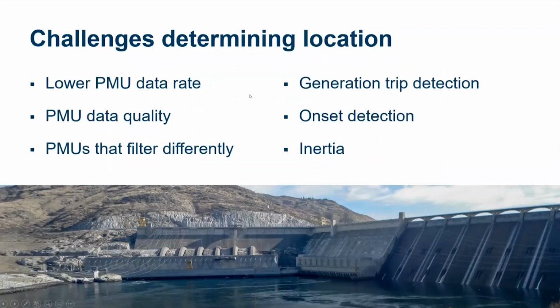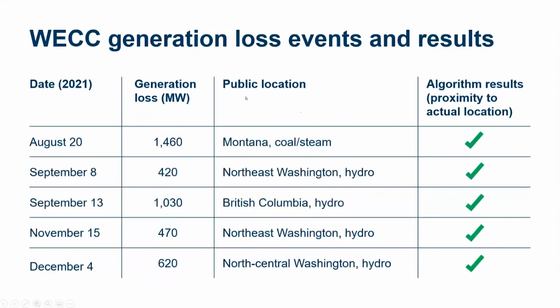But there are some challenges in determining the location, especially when we're intermixing PMU data. Data quality can be a challenge. Different devices filter differently, and so there are some challenges there as well. And there are a couple of others here that could also have an impact.